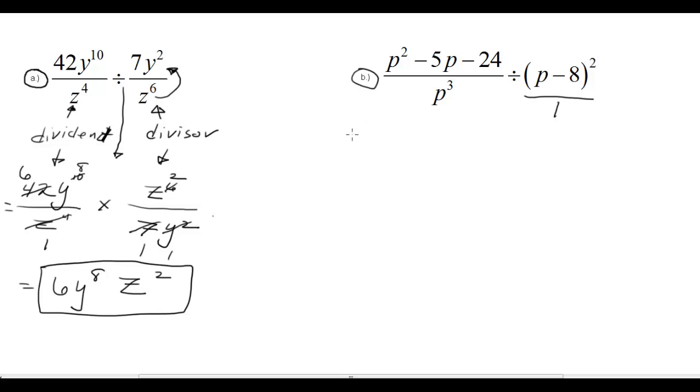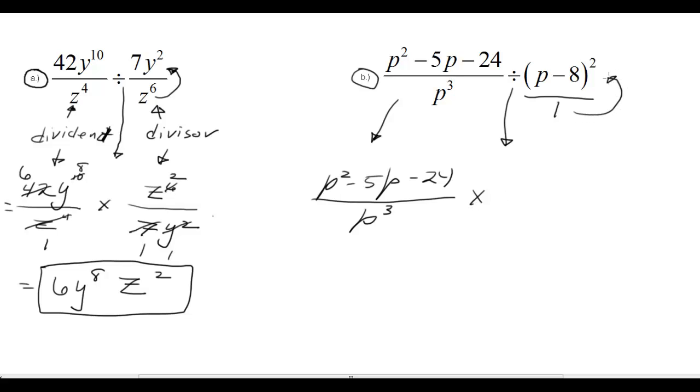And it's the same deal. We take the dividend and we just copy it: p squared minus 5p minus 24 over p cubed. We take the division sign and we make it a multiplication sign. And now we're going to flip. So it's a good thing we put the 1 there.